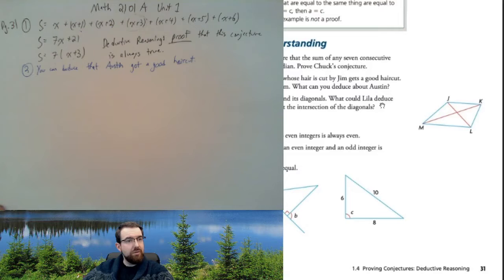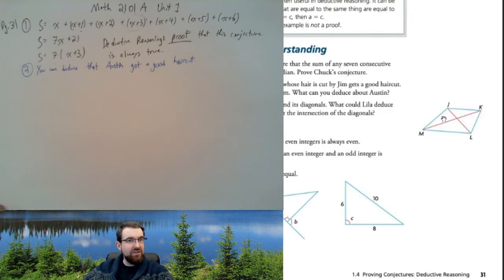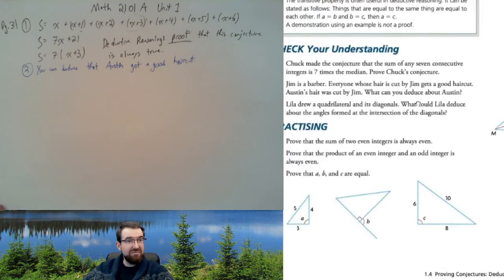Well, what could she deduce? Looks here like she could deduce that these angles are the same and these angles are the same. We could deduce this one, this one, this one add to 180. We could deduce that these are right angles, but we don't really know that because it didn't say a regular quadrilateral. Yeah, there's a lot of things you could deduce. You could deduce that the angles are equal across here.